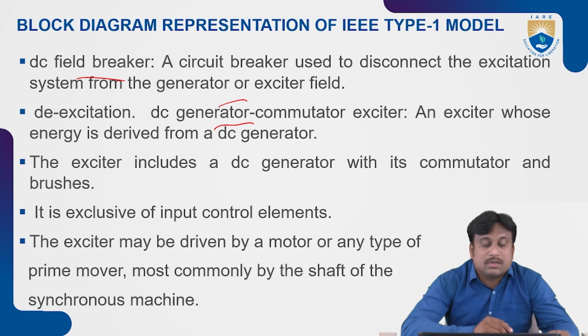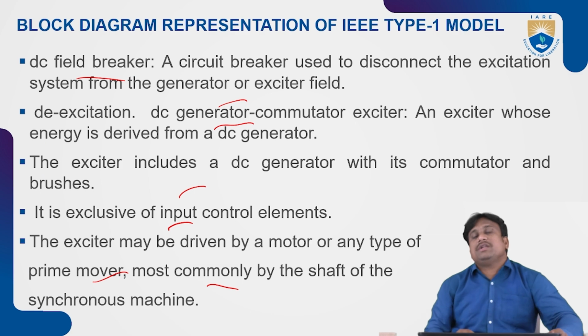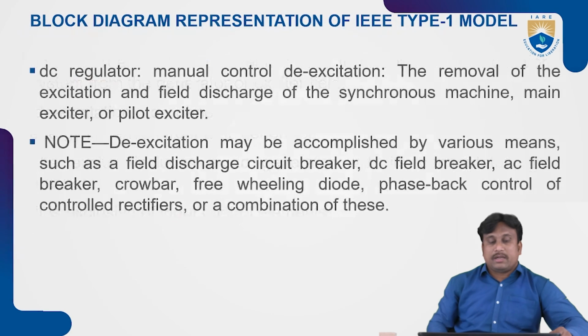So the exciter includes a DC generator with commutator and brushes, and it is exclusive of the input control elements. So the exciter may be driven by a motor or some other type of device like a prime mover, most commonly by the shaft of the synchronous machine. It is going to be treated or considered.